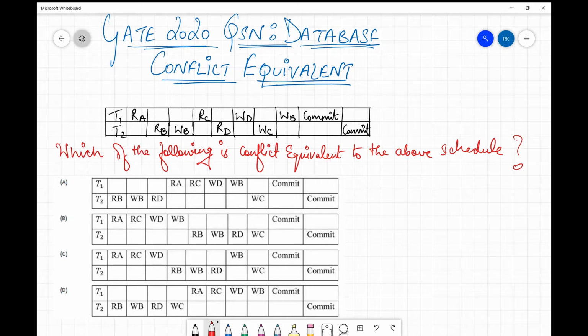So, before solving it, what are the basics? How do we judge whether two schedules are conflict equivalent or not? We just need to make sure that while changing the order of different reads and writes, we do not change the order of some conflict pairs. So now, first of all, what are conflict pairs and non-conflict pairs? Let's categorize them.